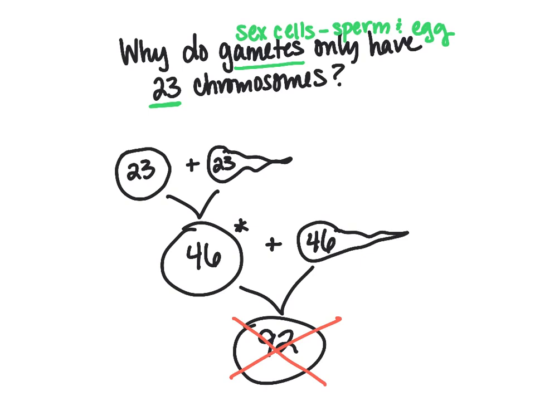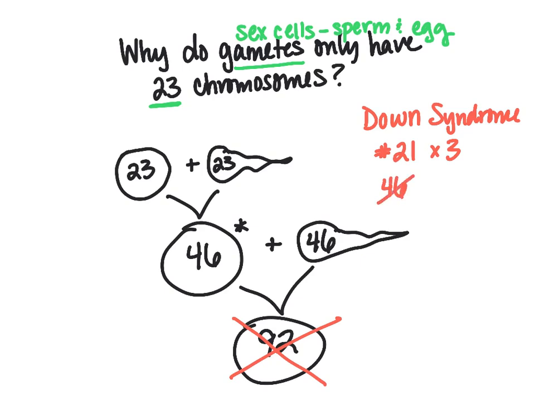So one example of a situation in which an extra chromosome can actually cause problems has to do with a condition known as Down syndrome. And Down syndrome is also known as trisomy 21. What happens is that individuals with Down syndrome end up with 3 copies of chromosome number 21, and they should only have 2 copies. So instead of having 46 total chromosomes, they have 47 total.